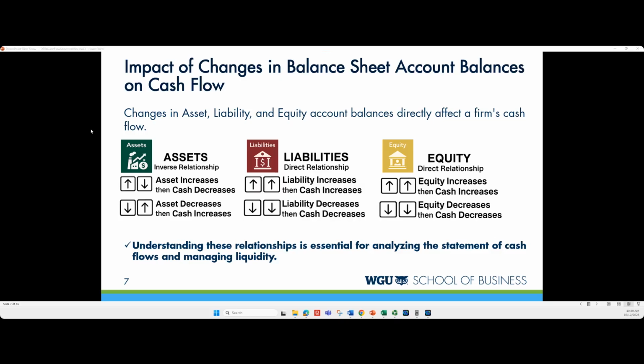Let's talk about long-term assets. Let's say we buy a building for our company. Okay, on our balance sheet, our long-term assets, plant, property, and equipment, that's going to increase in value. Because we've bought a building, we have a new asset, but you have to pay for that asset, and that requires a cash outlay. So even though the asset increases in value, cash is going to decrease.